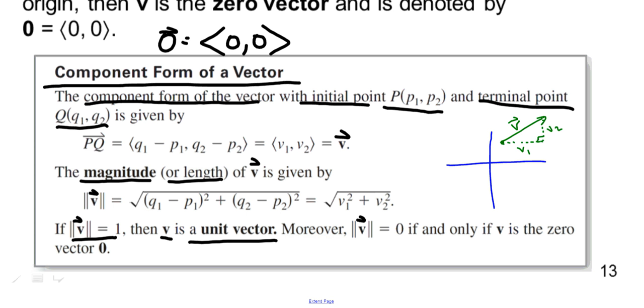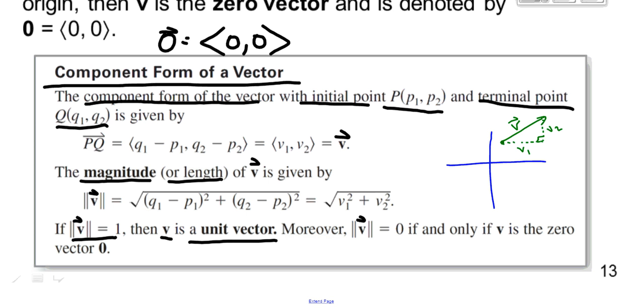And so the magnitude is the square root of v1 squared plus v2 squared. And the next thing is a unit vector. It doesn't seem like a lot right now, but we will have to find unit vectors, and we'll use them quite a bit, because the unit vector just has a length of 1, and so it tells us that direction for sure as we go.